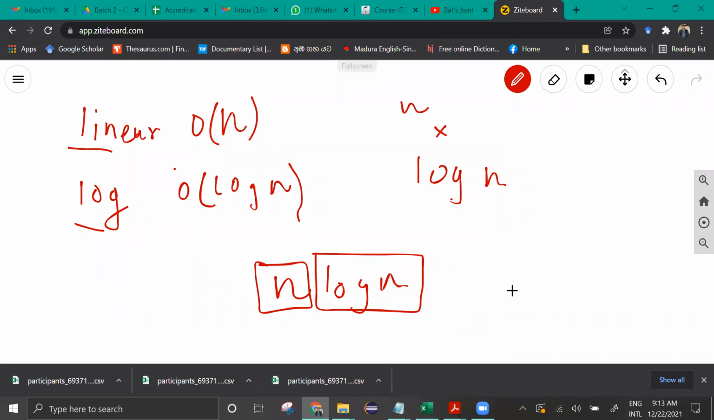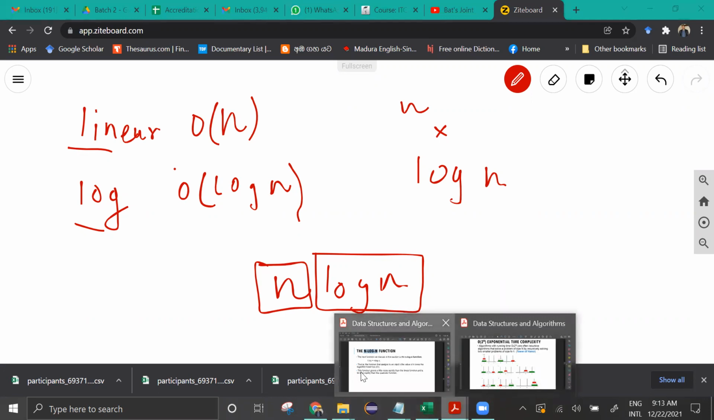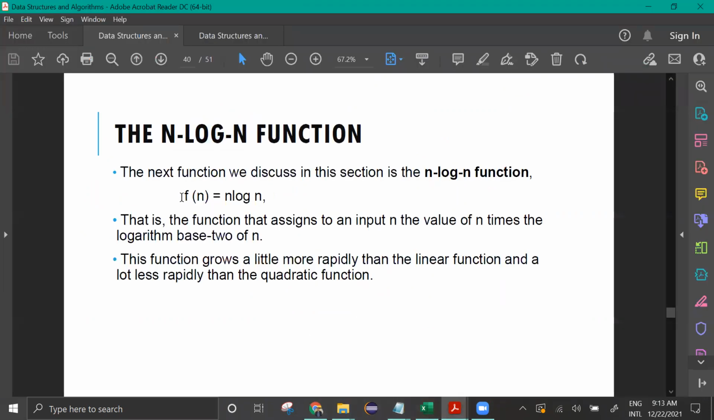So the time from these two combined is n log n. f(n) equals n log n. That is the function that assigns to an input n the value of n times the logarithm base 2 of n. This function grows a little more rapidly than the linear function and a lot less rapidly than the quadratic function.